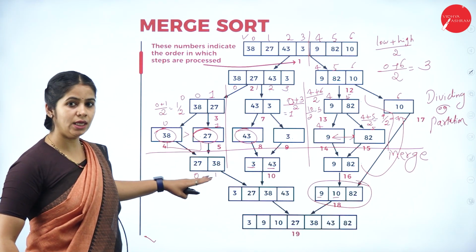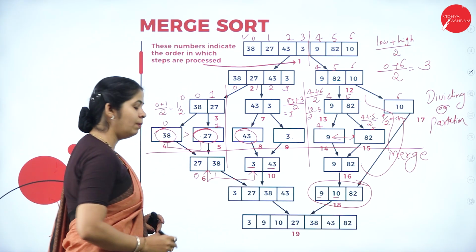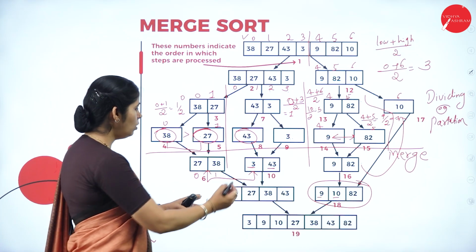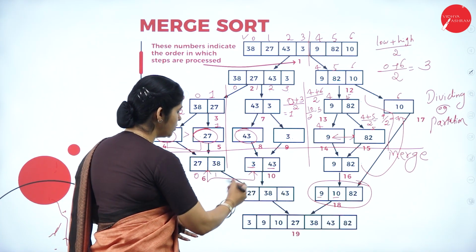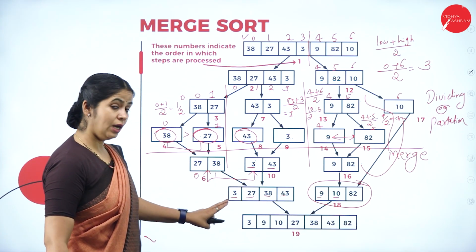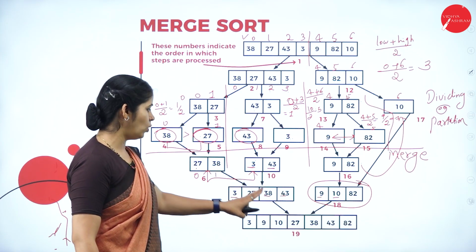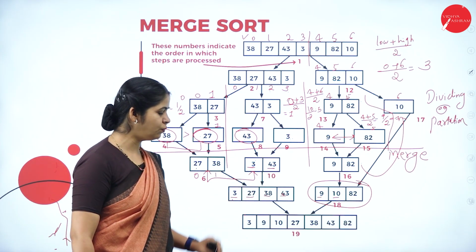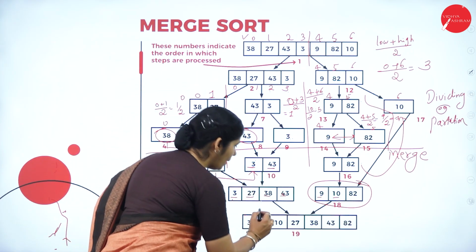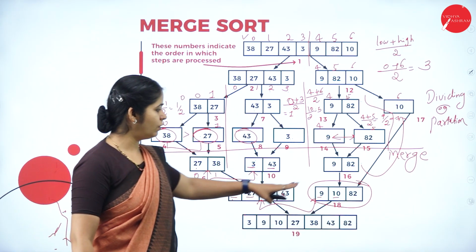Now, here in this part what we are doing? We are combining these two elements of the array. So, we are rearranging the elements of the array according to their sorted manner. First, lowest value, that is 3, next lowest value is 27, next lowest value is 38, next value is 43. Then again combine these two and merge these two elements of the array.